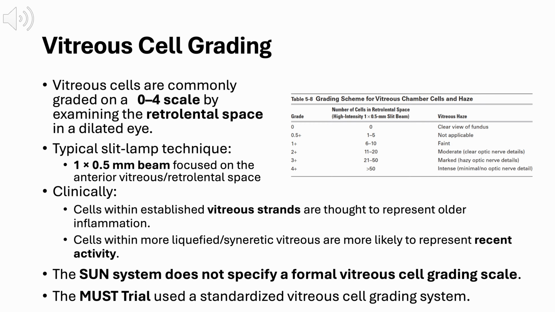One caveat worth knowing for exams and trials: the SUN system does not actually specify a formal vitreous cell grading scale. The well-known standardized scale came from the MUST trial.